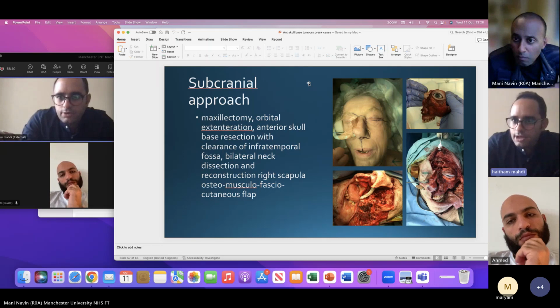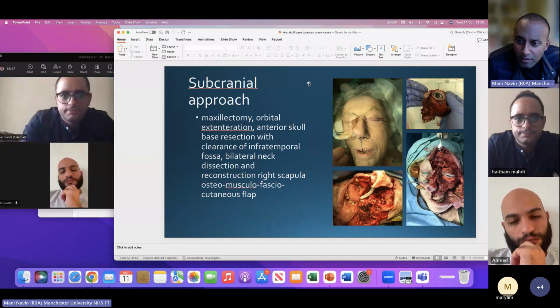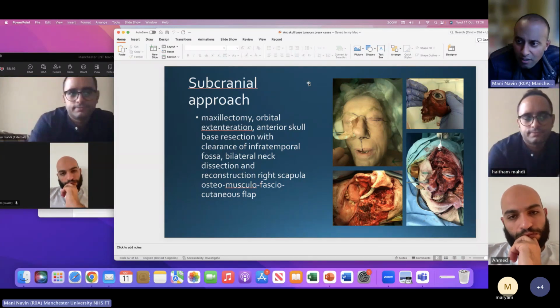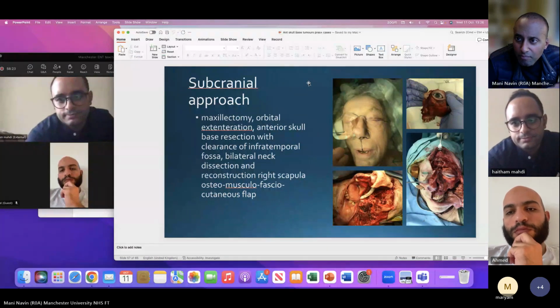Why a scapula here? Is it because it covers two bony plates, which is the? Yeah, correct. Because it was palate, maxilla, and we needed skin as well for the eye. Okay.